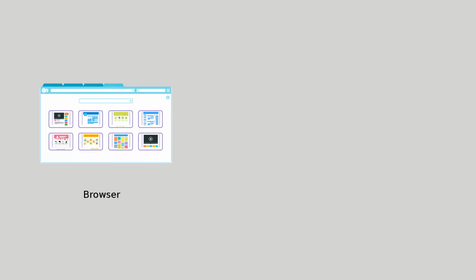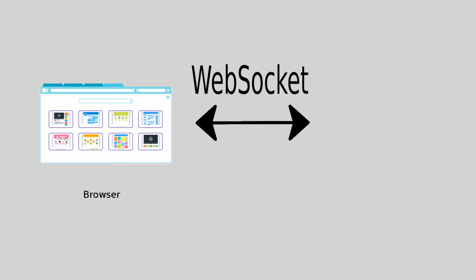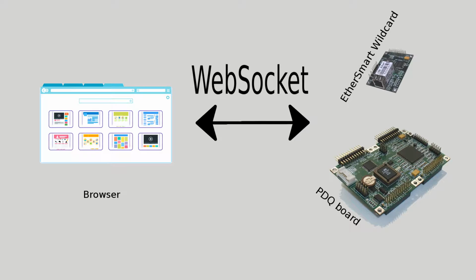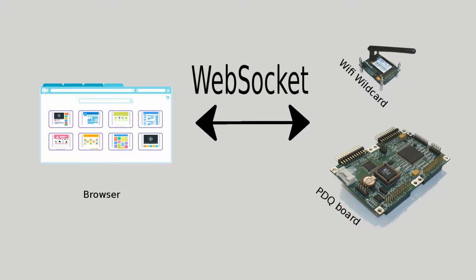Today we will be looking at how we can use a browser and the WebSocket protocol to connect to a PDQ board with an EtherSmart wildcard. This demo can work with mobile browsers or traditional desktop browsers. This demo can also work using our Wi-Fi wildcard instead of the EtherSmart.